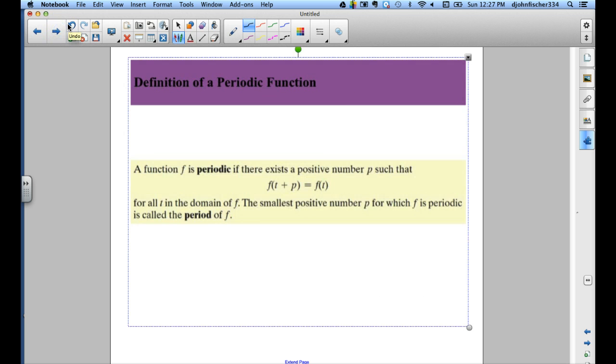Now, a function f is periodic. It's a key word. We use this a little bit. We don't use it a lot, but it's good to know. If there exists a positive number p such that f of t plus p is equal to f of t for all t in the domain of f. The smallest positive number p for which f is periodic is called the period.